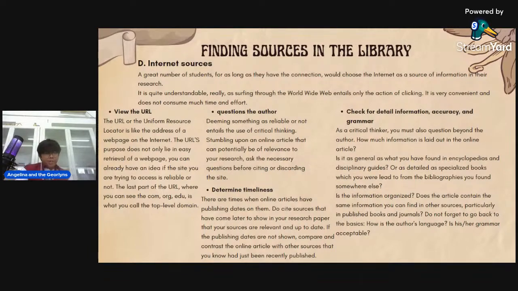View the URL. Basically, the purpose does not only lie in easy retrieval of the web page. You can also already have an idea whether the site that you accessed is reliable or not, from the last part of the URL where you can see .com and so on. Question the author. Deeming something as reliable or not entails the use of critical thinking. Stumbling upon an online article that can potentially be of relevance to your research, ask the necessary questions before citing or disregarding the site.